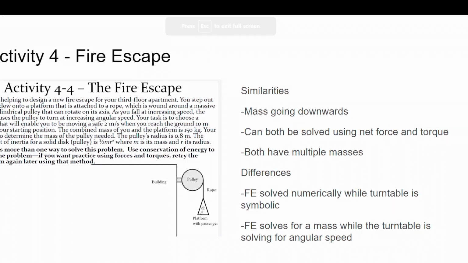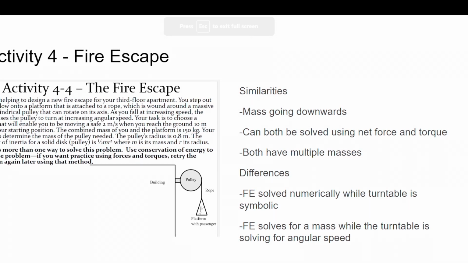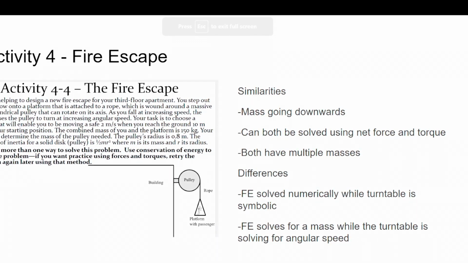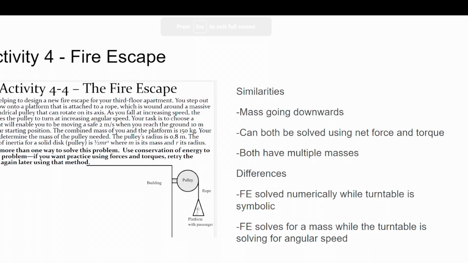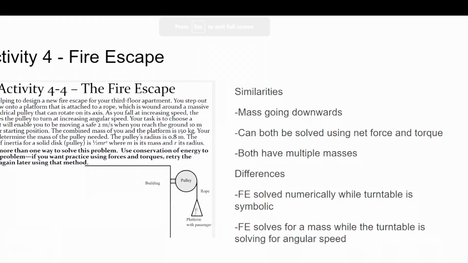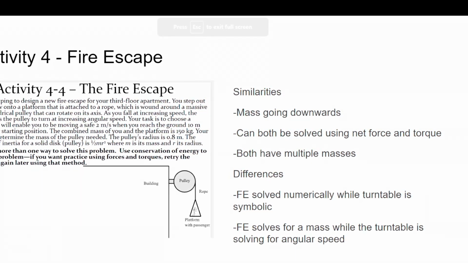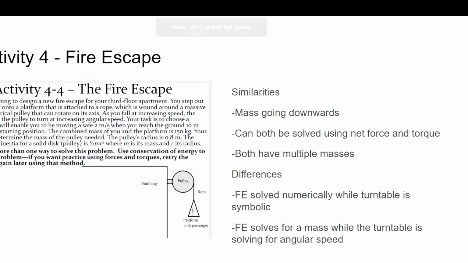Also, both problems had multiple masses present in them, but the fire escape problem was solved numerically, while in our turntable problem we solved symbolically, so we didn't have a numeric value as our final answer.